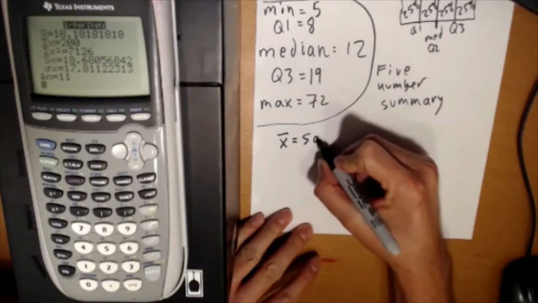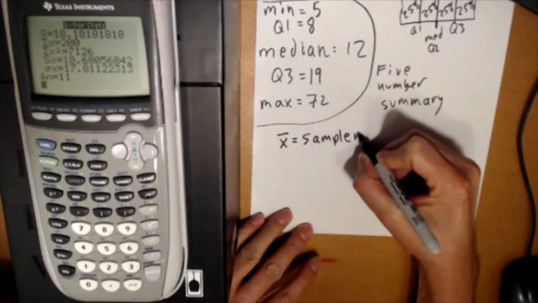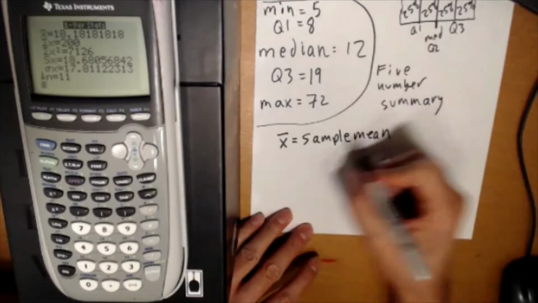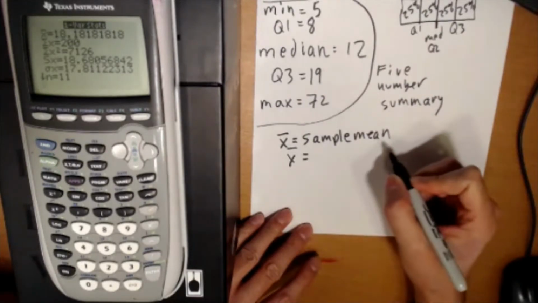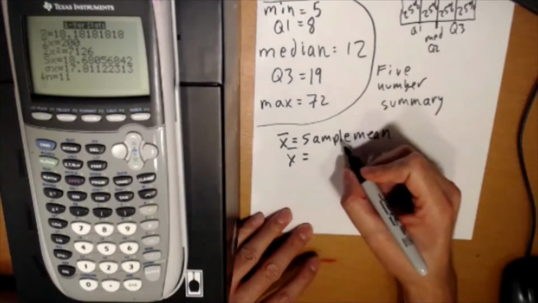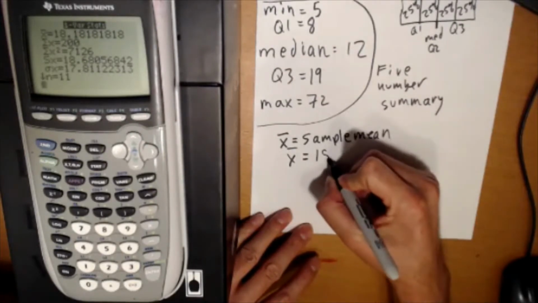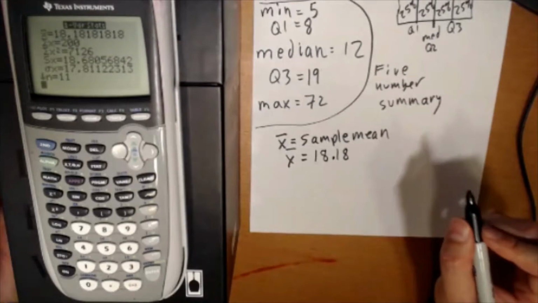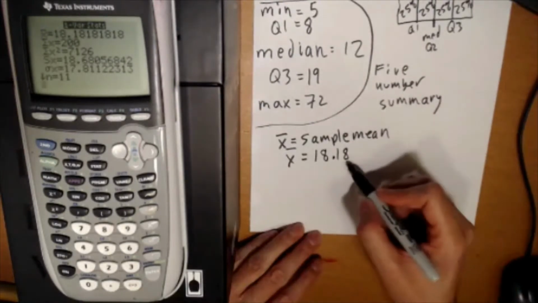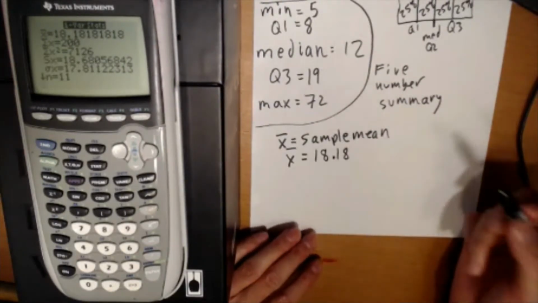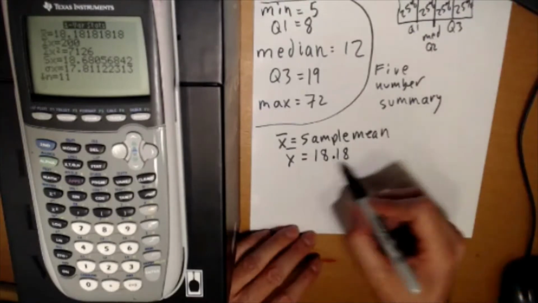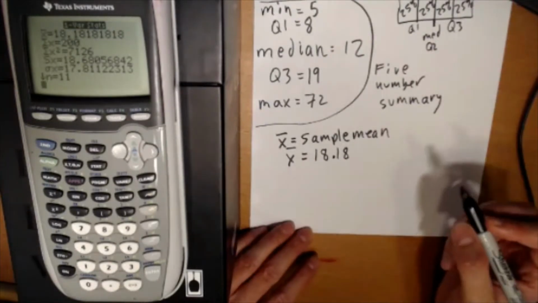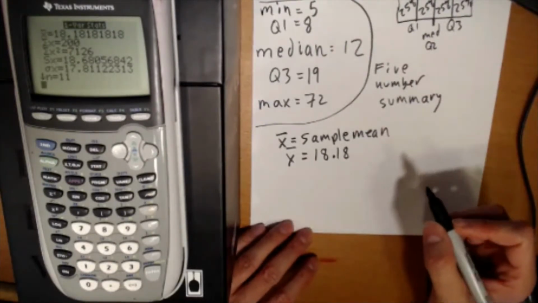So X bar is the sample mean, and X bar we said was equal to 18.18.18. I'm just going to call it 18.18. Let's not talk about rounding today. I'll usually tell you how to round, and when in doubt, round to the 4th place. But right now just put 18.18. This is more about making sure we understand how to work our calculators.